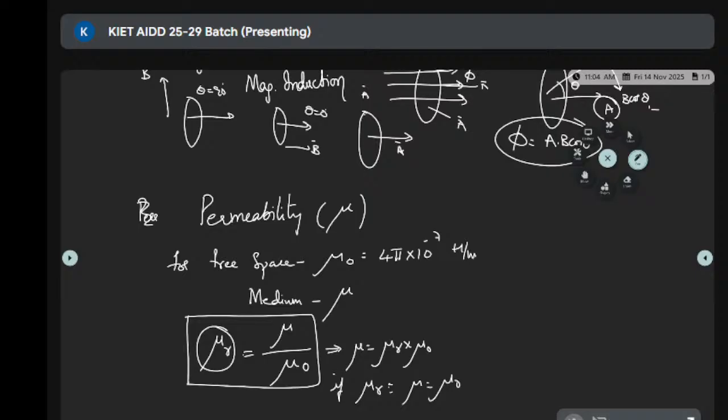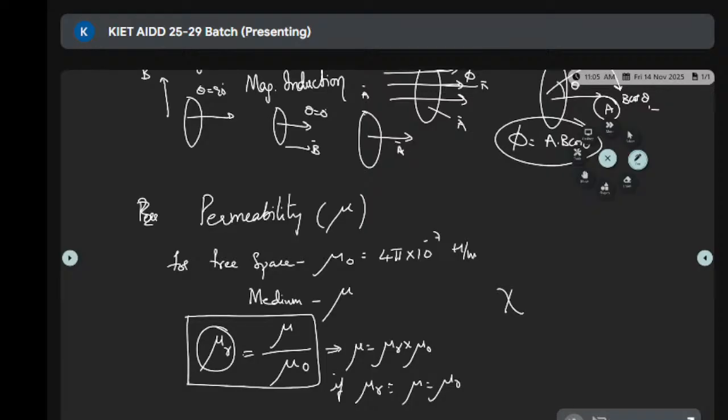Permeability: allowing the lines may be easy or it may be difficult. So that will be expressed in terms of chi, called magnetic susceptibility. What we say? Magnetic susceptibility. The same word we discussed in dielectrics. There it was electric lines of force, here magnetic susceptibility, magnetic lines of force.